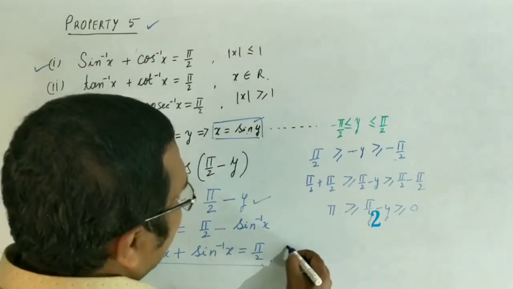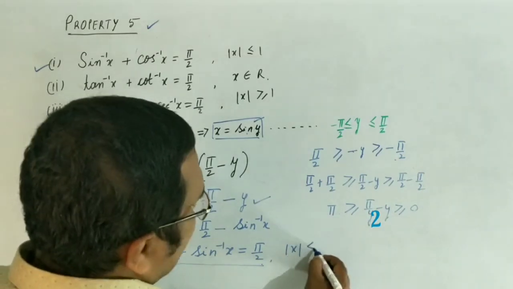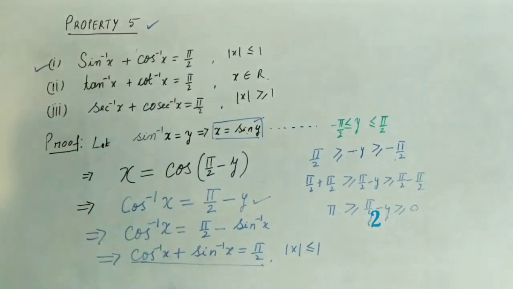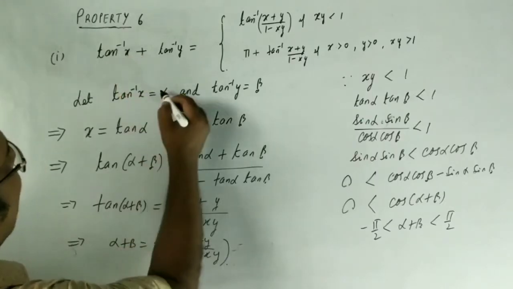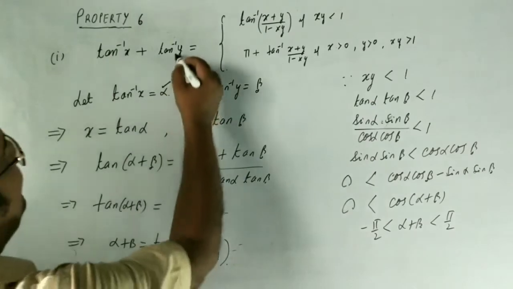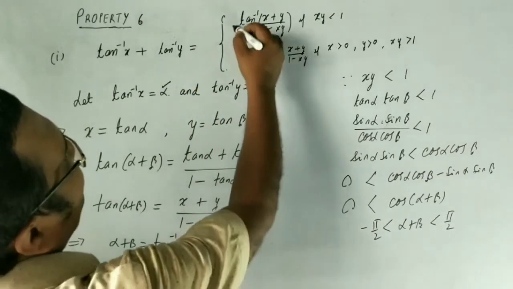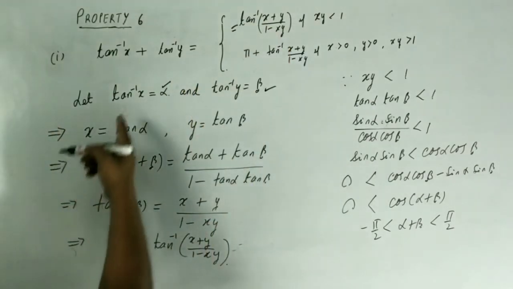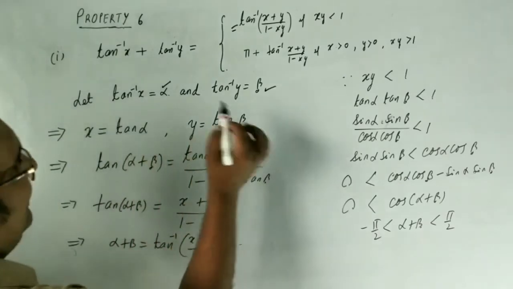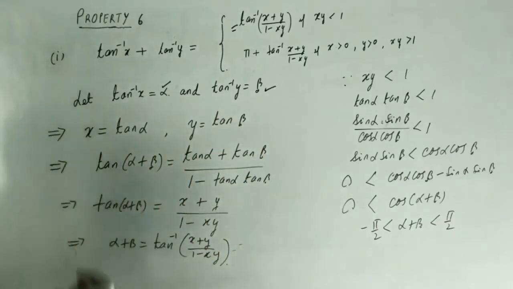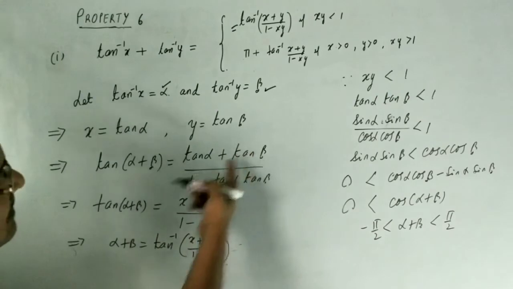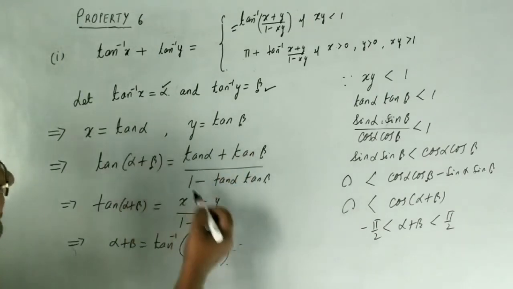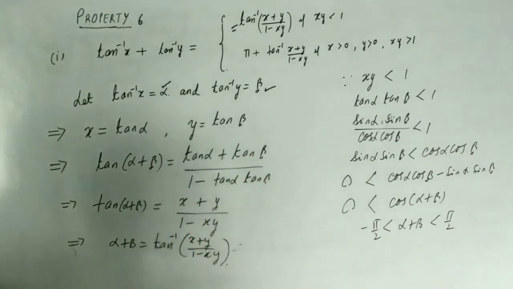And here we can write tan inverse x as alpha, and tan inverse y as beta. I have to prove this. So x is tan alpha and y is tan beta. Using the tan alpha plus beta formula, in place of this I will write x, in place of this I will write y, over 1 minus xy.